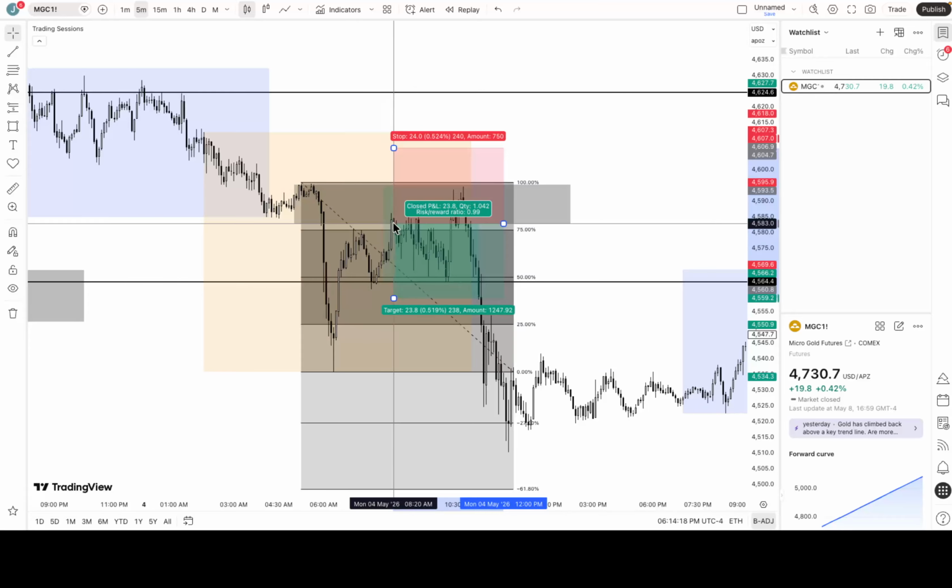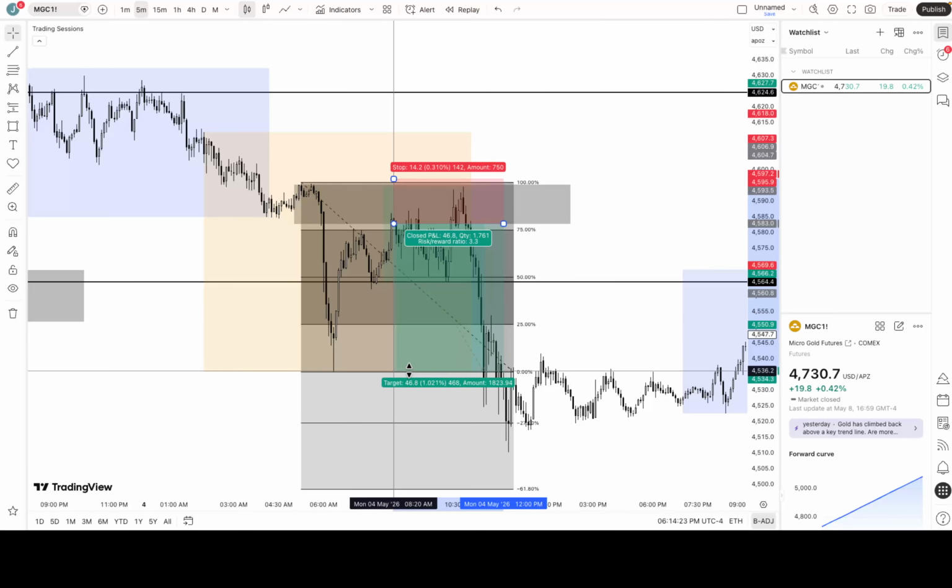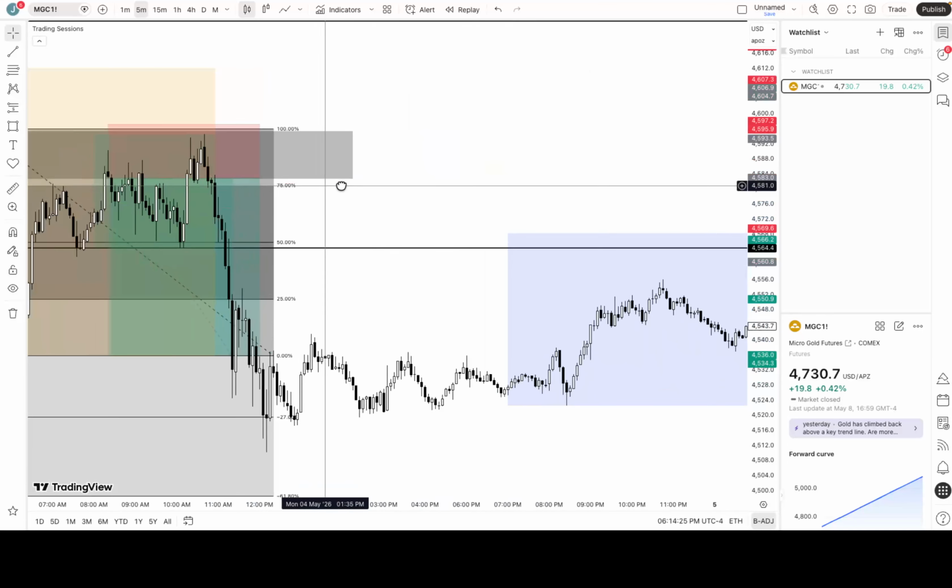create a shooting star right here. Could realistically get this entry. We have enough space, and just trust it.